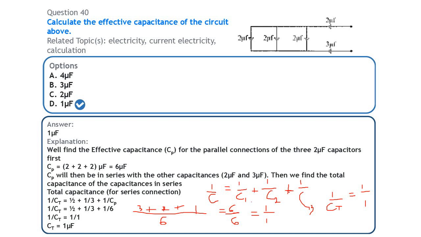Then when you add up these numerators, 3 plus 2 plus 1, you get 6 over 6. And 6 over 6 is what? 1 over 1. So that means this thing that I have is going to become 1 over 1. If you now have 1 over CT, the total capacitance, is equal to 1 over 1, what will be the value of your CT? You just compare both sides of the equation. 1 to 1, CT to what? To 1. So your CT here, the total capacitance, is 1 microfarad.